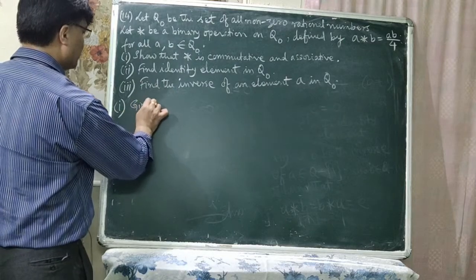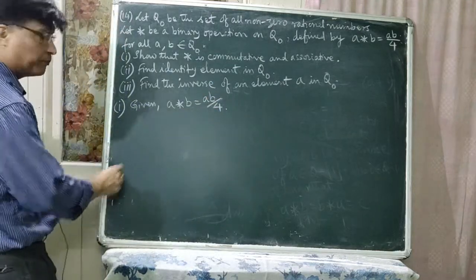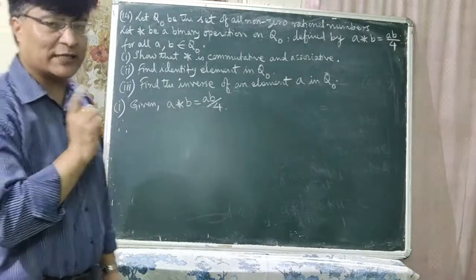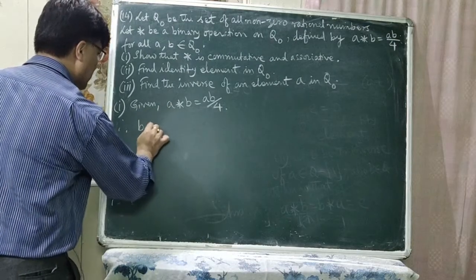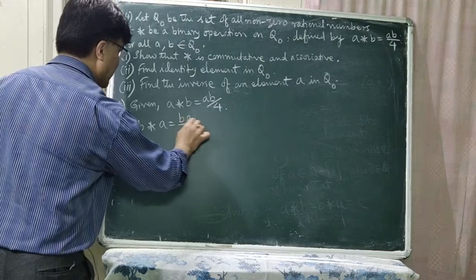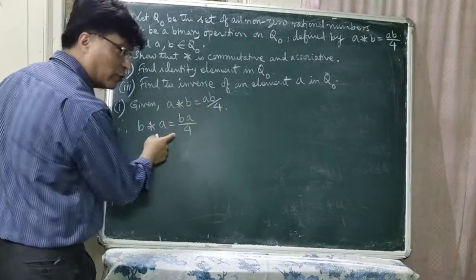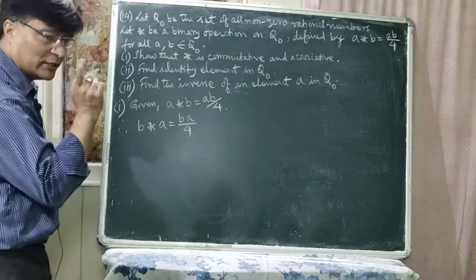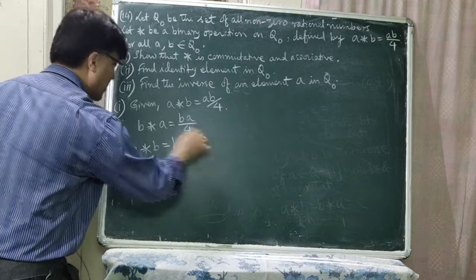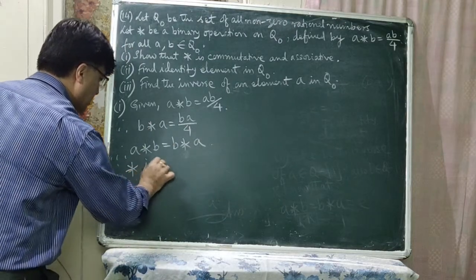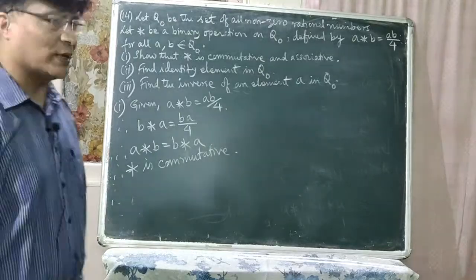So here what is given? Here given is a star b is equal to ab upon 4. Now in order to prove commutativity, you should prove a star b is equal to b star a. Now instead of a you write b, instead of b you write a, which is equal to ba upon 4. That means ab is equal to ba, you know that. That means both these are equal, that is ab by 4 is equal to ba by 4. It is obvious. Therefore a star b is equal to b star a. That means star is commutative. So I think you have understood it.